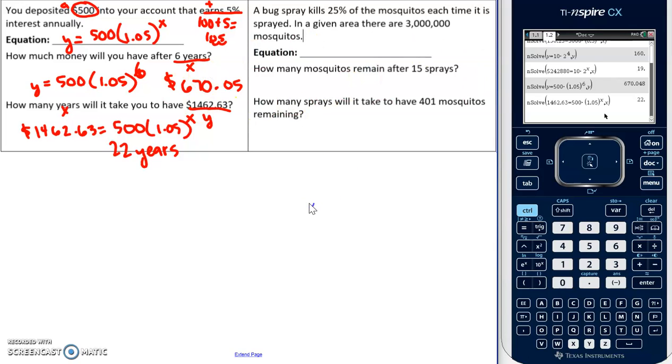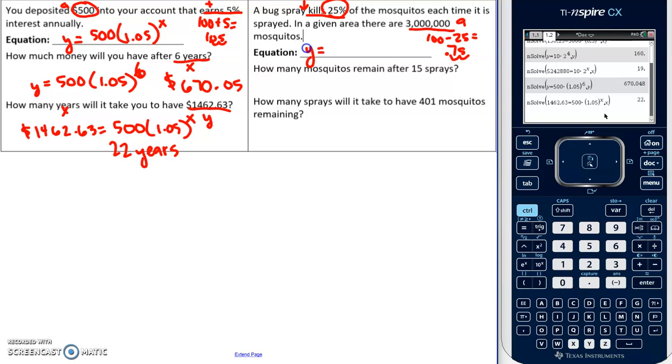Let's look at one more together. A bug spray kills 25% of the mosquitoes each time. So this is a decrease and it's a percent. So I'm going to have to change that. In a given area, there's 3 million mosquitoes. So that's my starting point. All right, let's see. My decrease, 100 minus 25 is going to be 75%. Move that decimal twice, so B is 0.75.